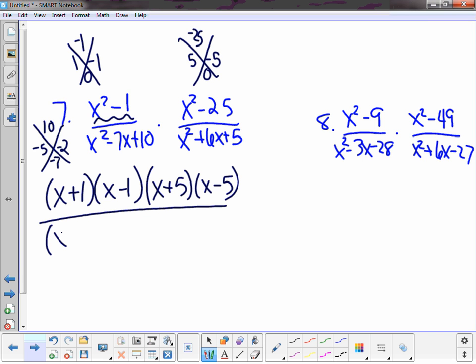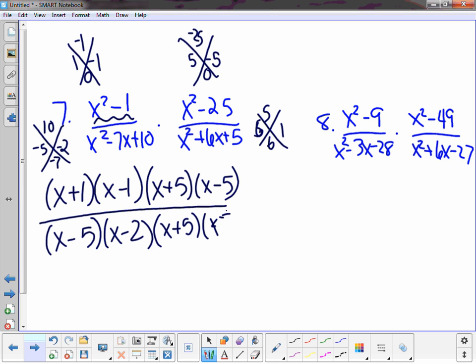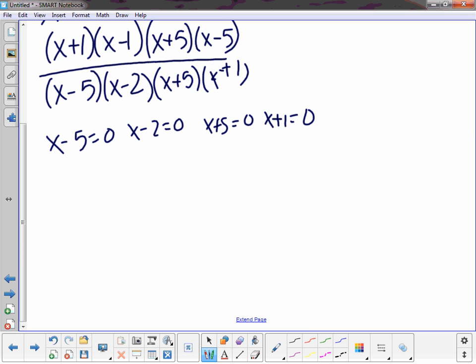If you need to take the time to factor that out, that's fine. I'm going to do it in my head. Here, for this one, multiplying to 5, adding to 6, that's 5 and 1. So we have x plus 5, x plus 1. So now we're going to take each of those factors on the bottom and set them equal to 0 to get our excluded values. So this one's going to have a lot of excluded values. So when you solve each of those for x, you get that x cannot be 5, 2, negative 5, or negative 1. Okay, so that's your excluded values.